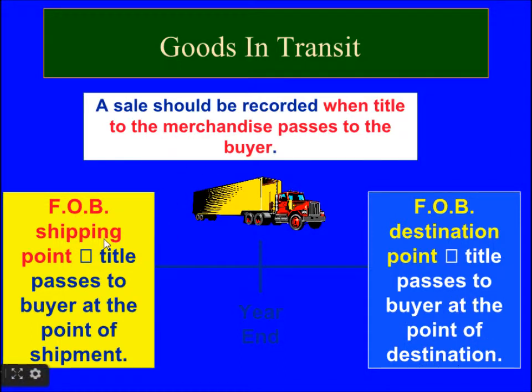So even if FOB destination point is written, even if the goods are bought at the end of the year, just before the year end, it will not be an entry unless and until the goods have reached the final destination to the buyer. So title passes only after the goods have reached the buyer. So this is FOB destination point. So the sale is recorded when the title to the merchandise passes to the buyer.